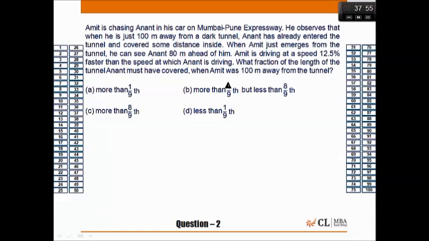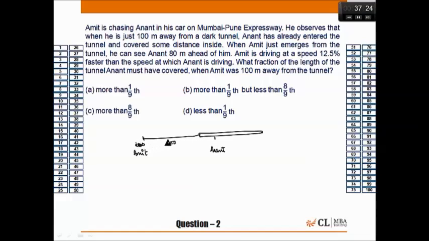Okay, question 2. Let's try this. Amit is chasing Anand in his car on the Mumbai Pune Express Highway. He observed that he is just 100 meters away from a dark tunnel. So he is now 100 meters away from the dark tunnel. This is Amit. Anand has already entered the tunnel, so he has covered some distance. So here is Anand.